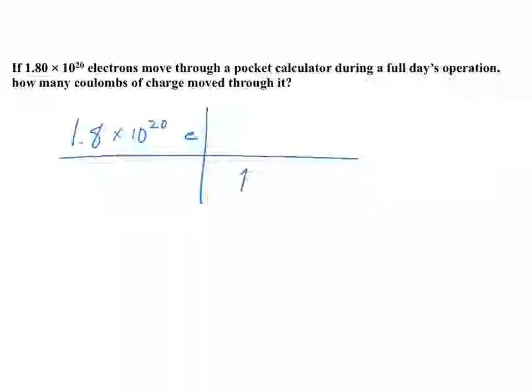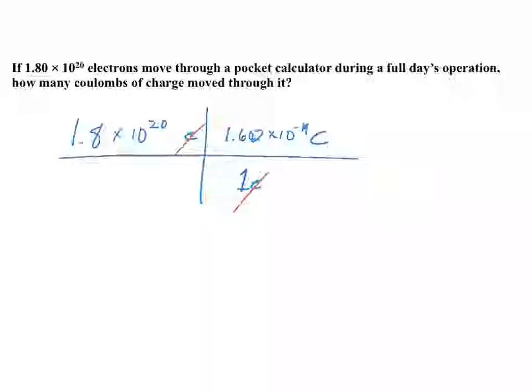If 1.8 times 10 to the 20th electrons move through a pocket calculator during a full day's operation, how many coulombs of charge moved through it? Okay, so this is pretty simple. I'm starting with 1.8 times 10 to the 20th electrons, okay? And there are 1 electron per 1.602 times 10 to the minus 19 coulombs. And this problem is just going the other direction, really.